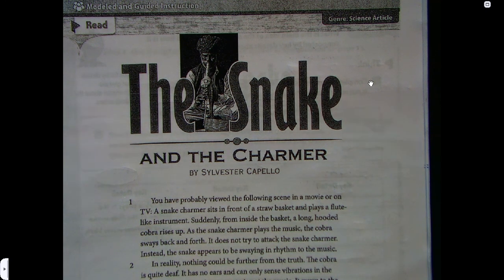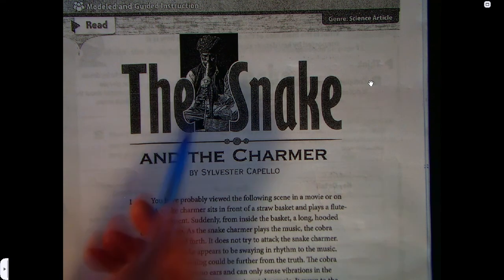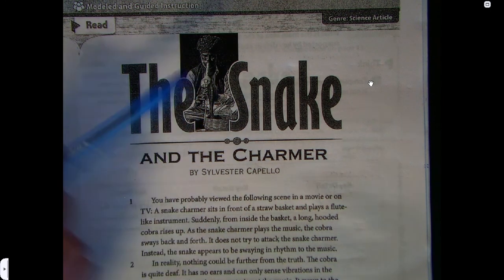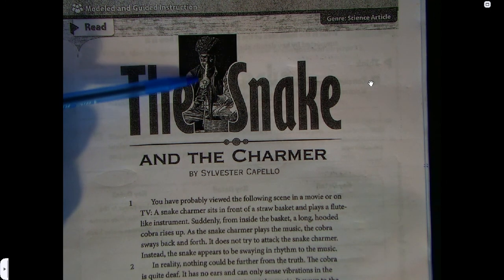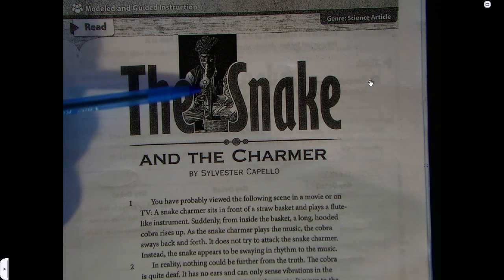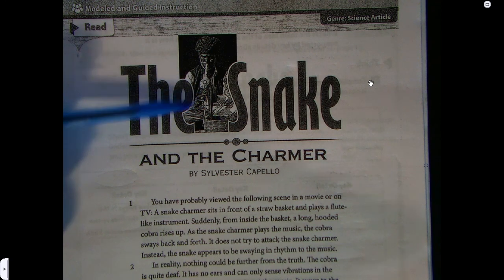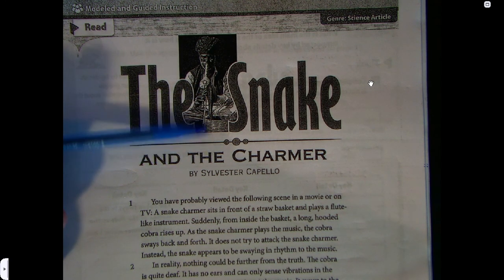If you remember our close reading strategies, the first strategy we had was to read the title and check out any pictures in this text. So the title is The Snake and the Charmer. And I see right here in the title, there's a picture of this guy, and he looks like he has something on his head. He's playing an instrument that looks like a clarinet, kind of, but not. It's kind of a blurry picture, but I see what I think is a snake. Looks like a basket here.